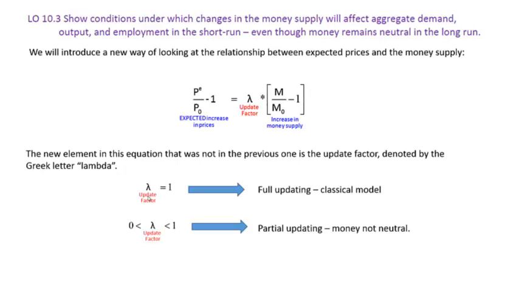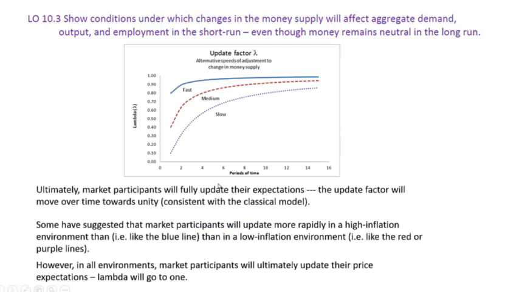So if we have a lambda equal to 1, we have full updating, and that's what we think of as the classical model. However, in the short run, it turns out that we can have partial updating, and in the partial updating case, the lambda is between 0 and 1. And it turns out that if we only have partial updating, then money is not neutral. Why? The expected increase in prices is less than 1-to-1 with the increase in the money supply. We have to stress this very importantly. Ultimately, market participants will fully update their expectations. The update factor will move over time towards 1. And that's consistent with the classical model.